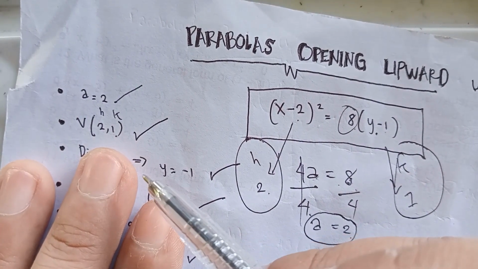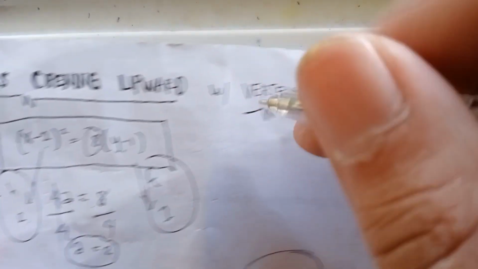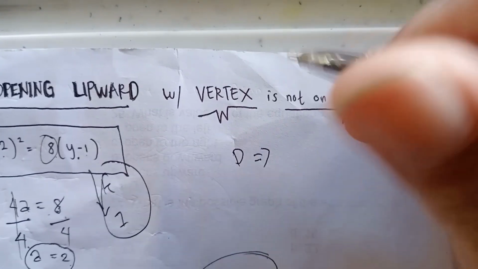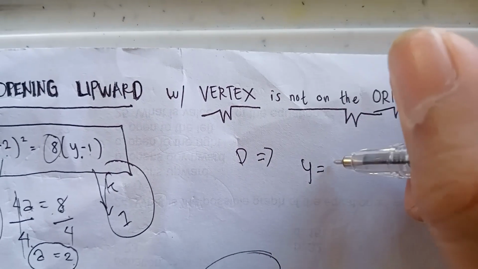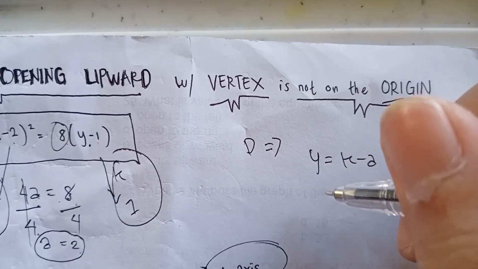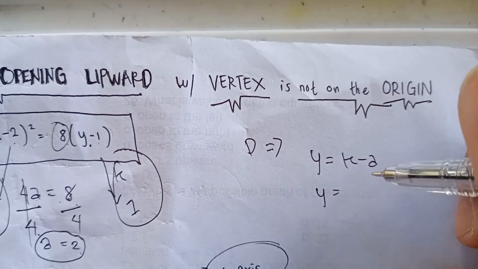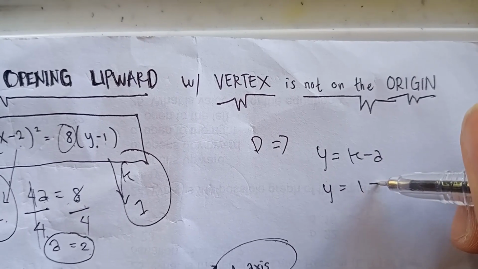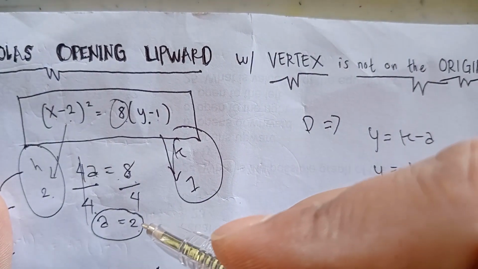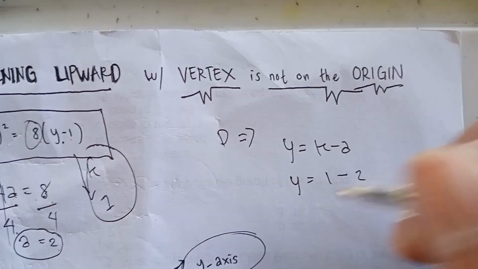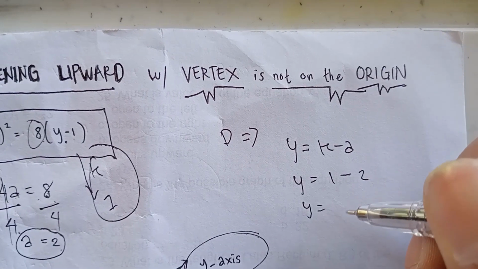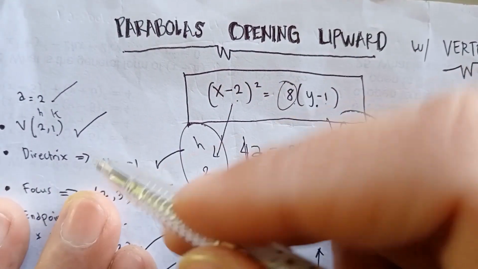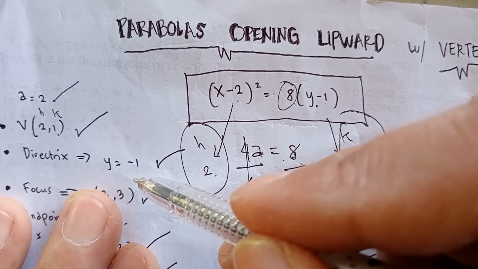How to find the directrix? As we all know, directrix equals y equals k minus a. Just write y equals, what is the value of k? We have 1 minus a. What is the value of a? We have positive 2. What is 1 minus 2? That is negative 1. Okay? Then we'll write it. We have directrix y equals negative 1.